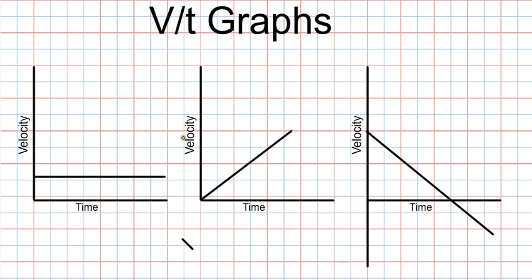Now this middle one, we can see that our slope is positive, so our velocity is increasing, and it is a constant slope, so it's increasing at a constant rate. It's as if you held your foot on the gas pedal and it increased in velocity at the exact same rate through the entire time that you had your foot on the gas pedal. This next one is a little bit more complicated.